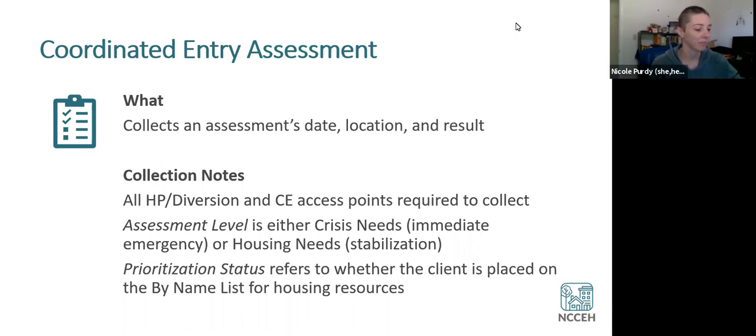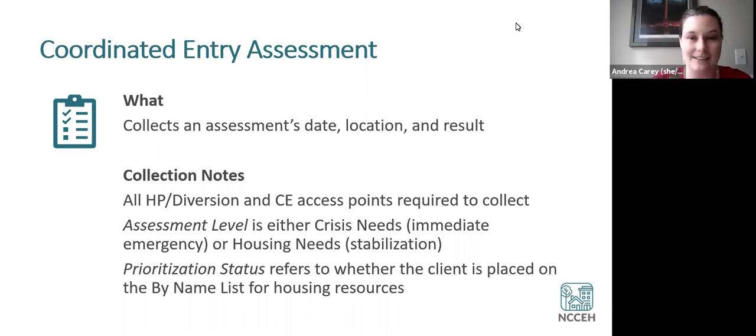Yeah. No, absolutely. Putting that in the local context. Thank you. Yes. So we are already doing assessments in the community, and now we're recording this. The other detail for coordinated entry assessment to highlight is prioritization status, which is referring to whether the client is placed on a prioritization list or binding list for our housing resources. And again, this is just referring to is the person placed on the list or not because of this assessment.